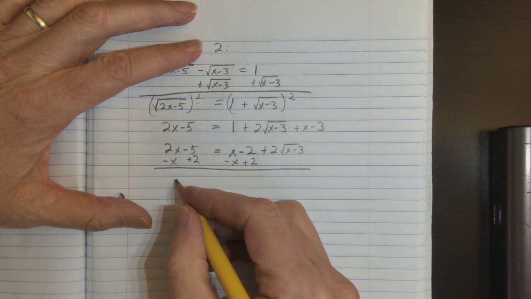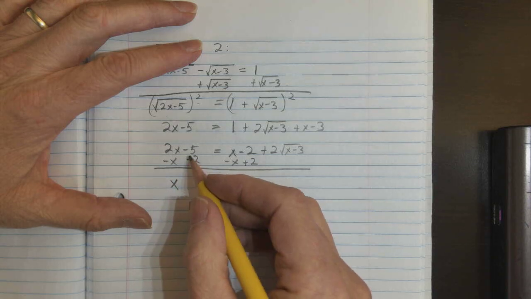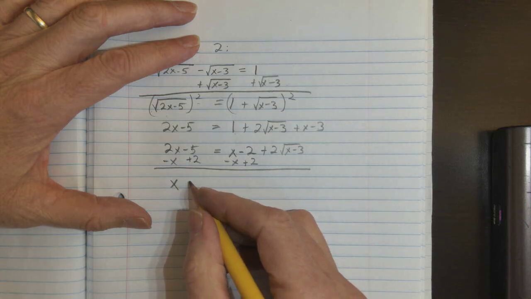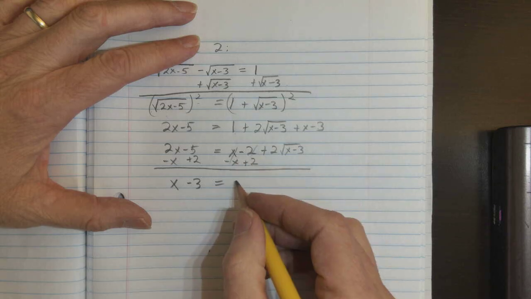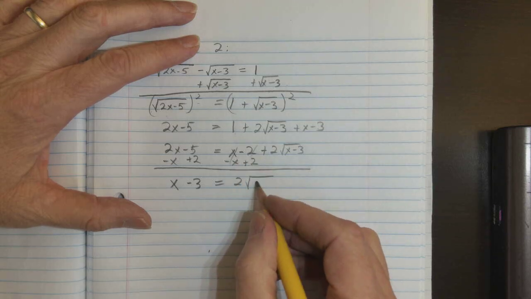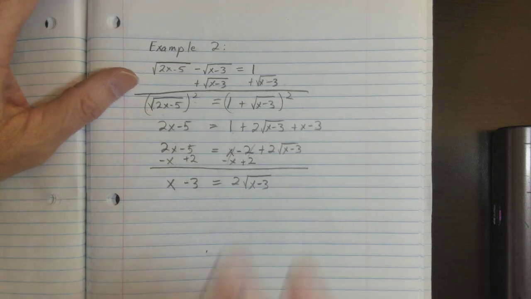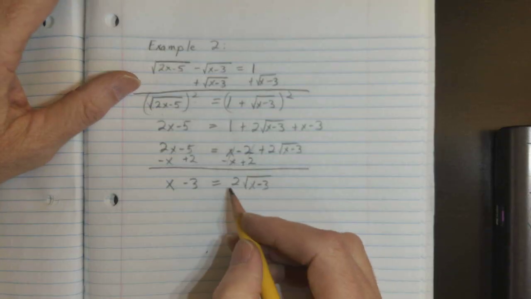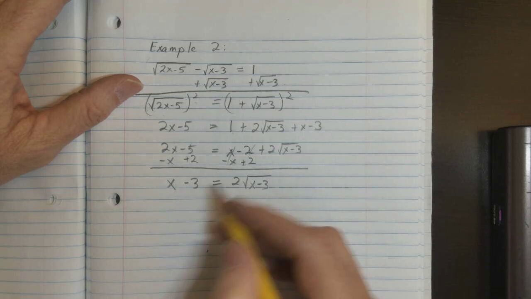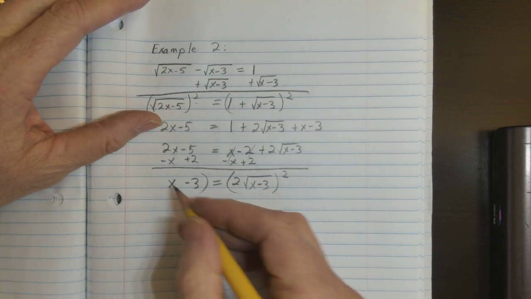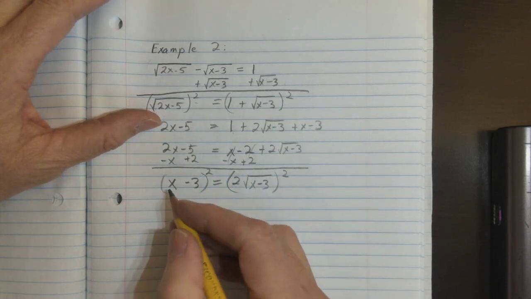And 2x minus x is x. Negative 5 plus 2 is negative 3. And that's equal to 2 times the square root of x minus 3. Okay, two options here. I could divide by 2 on both sides. I think what I'll do is I'll just include that in the squaring here. And I'm going to square this.